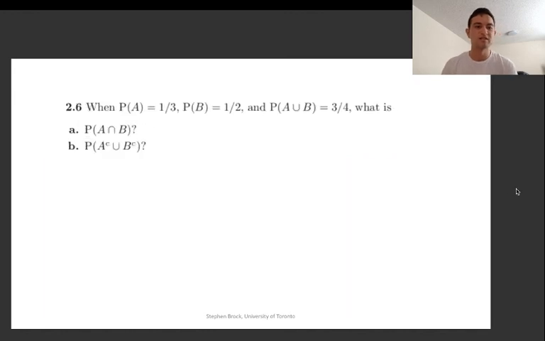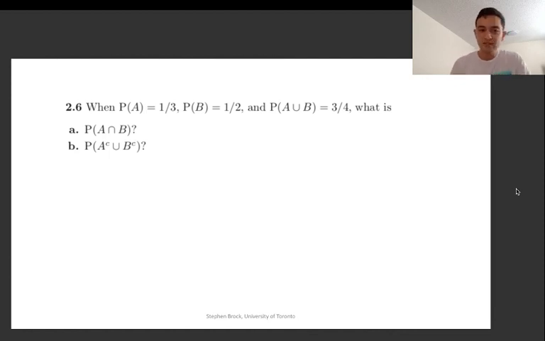All right, so question 6. When the probability of A equals 1/3, probability of B equals 1/2, and the probability of A union B is 3/4, what is the intersection? Probability of A intersection B, and what is the probability of A complement union B complement?